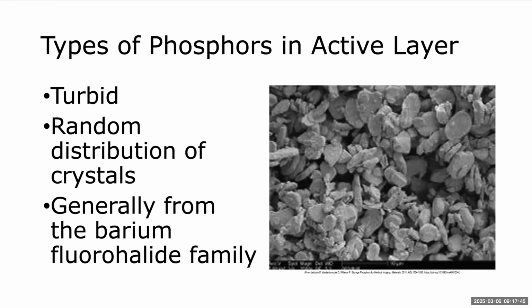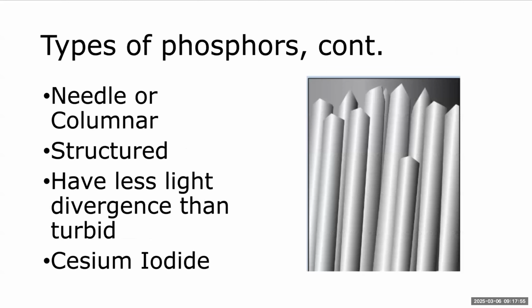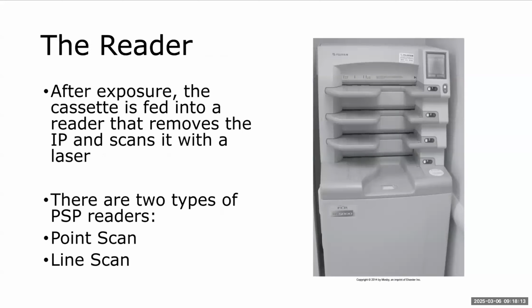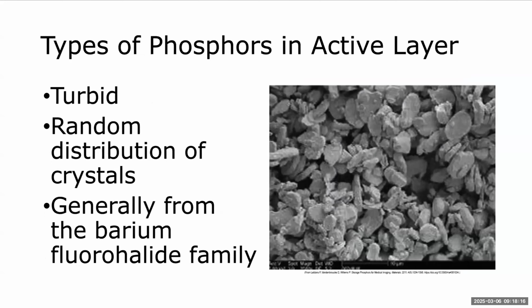We have what's called turbid, which means they're just random distributions of the crystals. Generally, these come from the barium fluorohalide family. Or you can have needle or columnar types of phosphors, and this is generally what more of the CR cassettes have gone to. They have less light divergence than the turbid ones. They were generally made of cesium iodide. We're going to get to something similar again when we get to the TFT technology as well.